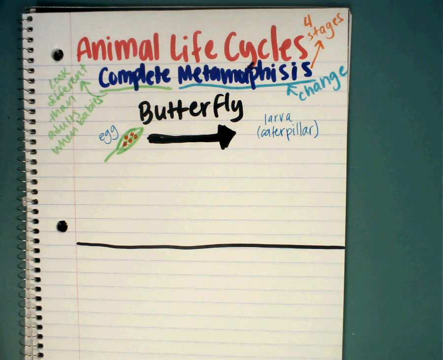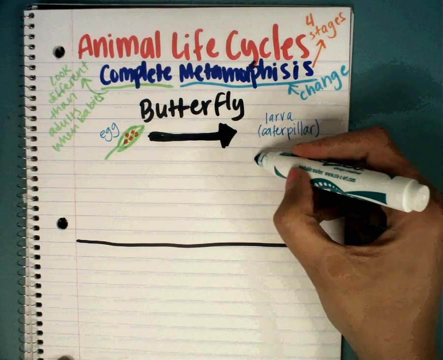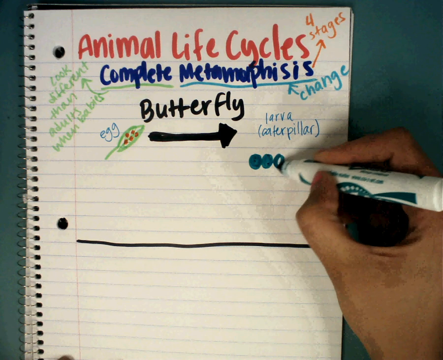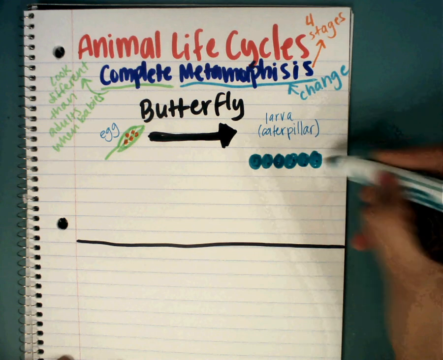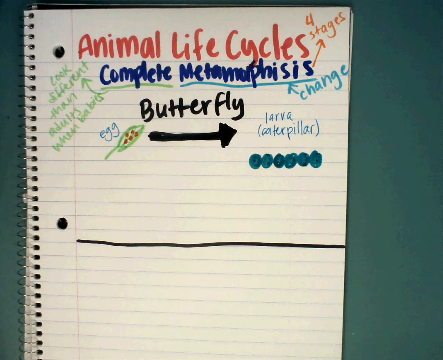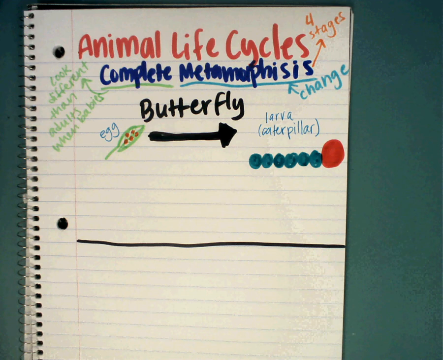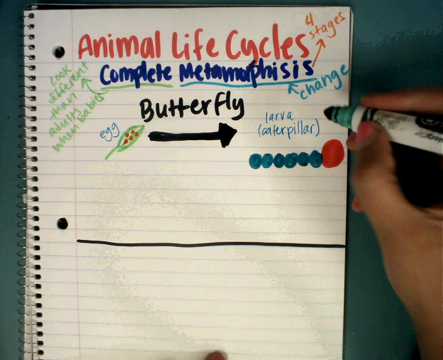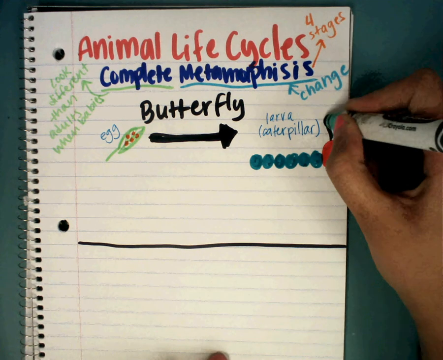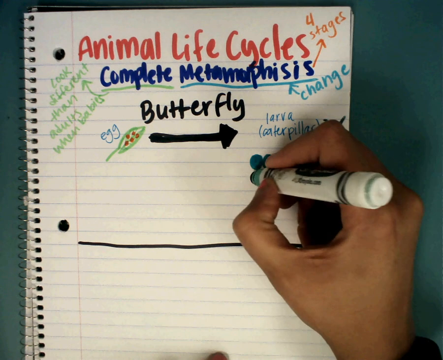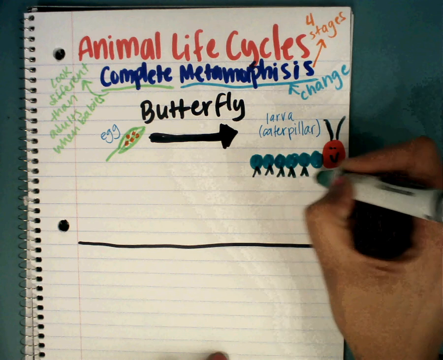Where is my green marker? Okay, so we're just going to draw a caterpillar. He's going to have a big red head. And he's going to have some antenna. He's going to be smiling. He's happy, of course. Feet. So this is what we have in our jar right now, right? We've got some caterpillars. After the caterpillar, it goes into a pupa.